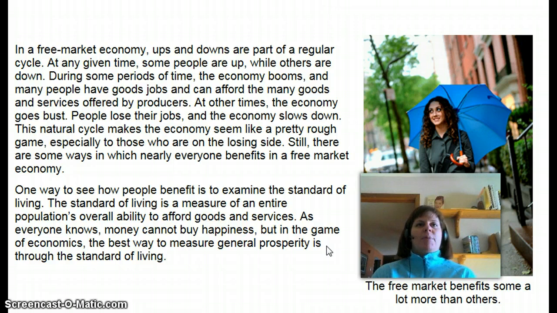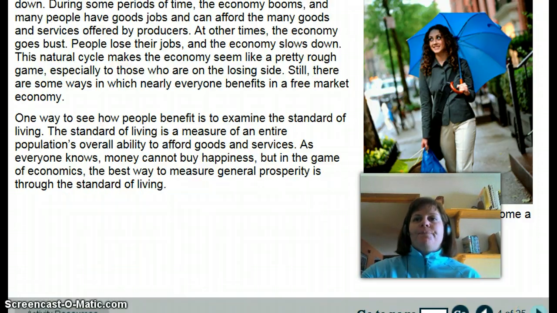One way to see how people benefit is to examine the standard of living. The standard of living is a measure of an entire population's overall ability to afford goods and services. As everyone knows, money cannot buy happiness, but in the game of economics, the best way to measure general prosperity is through the standard of living.